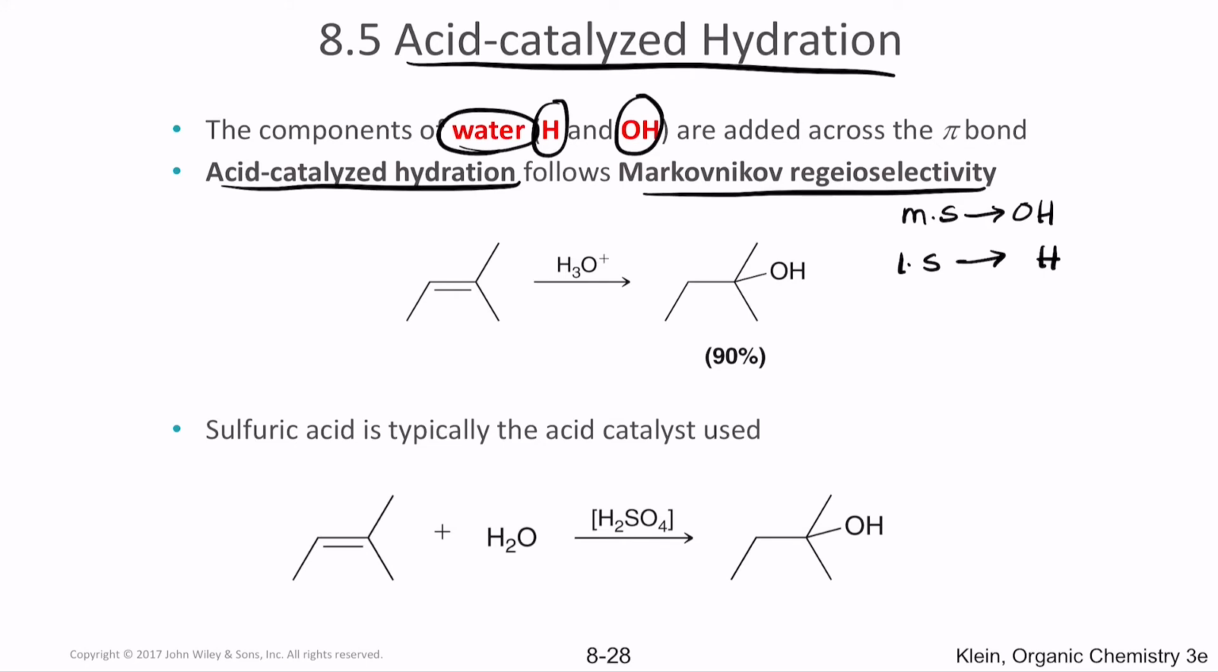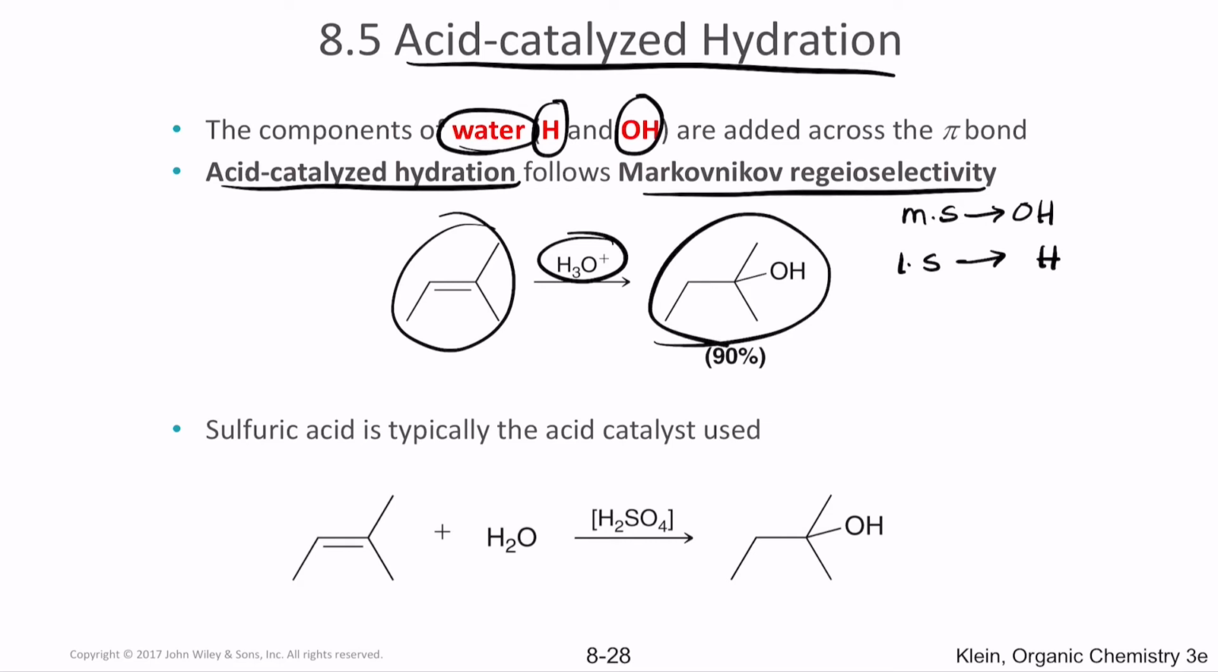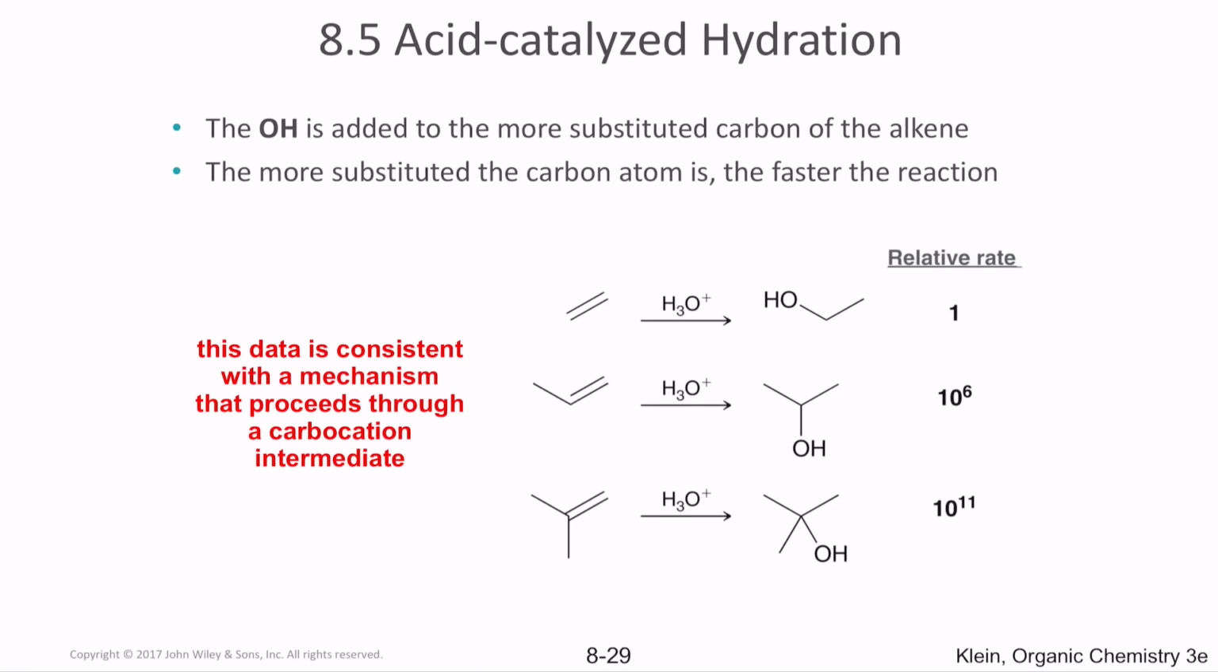So to add that hydrogen and OH we need an acid. That acid favors the reaction so that it occurs cleanly. So this reaction creates the OH group on the more substituted carbon and a hydrogen on the less substituted carbon. Now, the common catalyst that is used is sulfuric acid, a typical catalyst for this reaction. The OH is added to the more substituted carbon of the alkene.